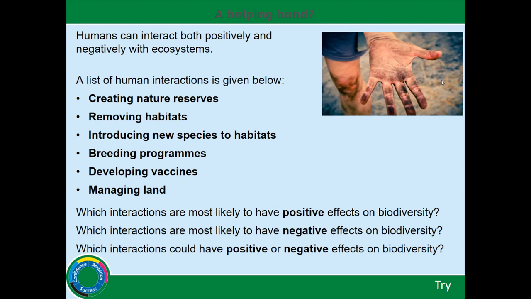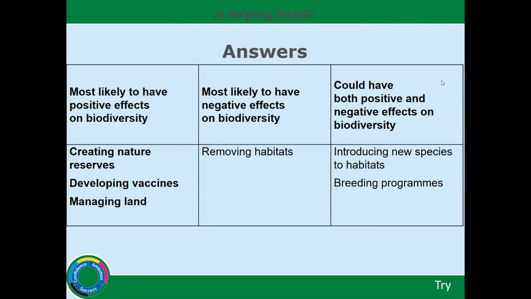Which interactions are most likely to have positive effects on biodiversity? From that list above, which interactions are most likely to have negative effects on biodiversity? And which interactions could have both positive and negative effects on biodiversity? Please pause and try these three questions out. Okay, here are the answers.